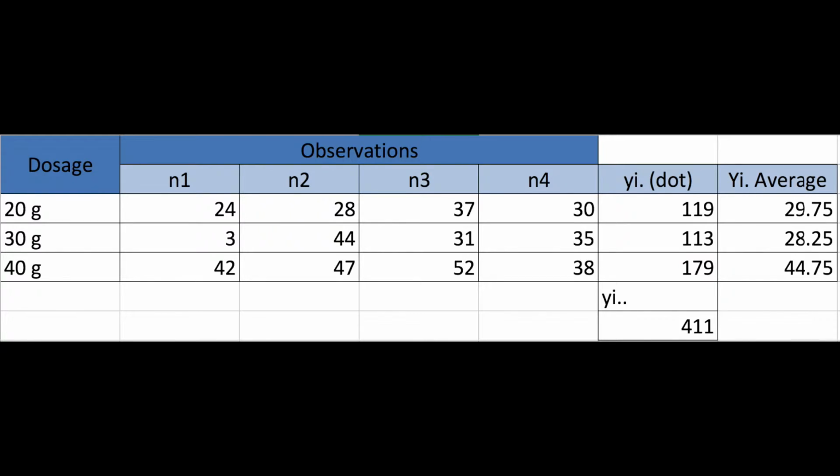Then we get a new data. This will help us to get the residuals in a moment. Yi dot average. That means the average for every line. That means that for 20 grams we sum 24 plus 28 plus 37 plus 30 divided by 4, and that gets us 29.75. And this was done for the rest of the lines.